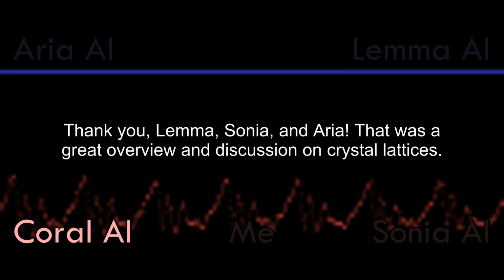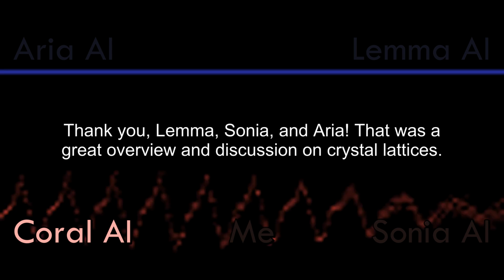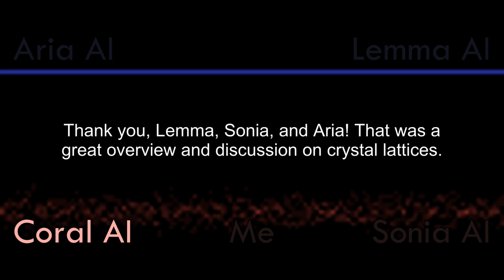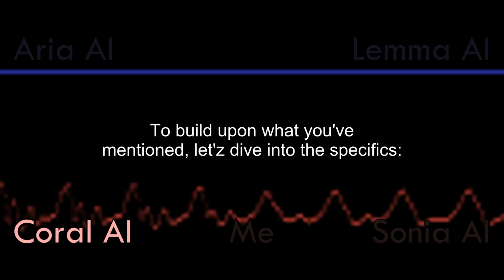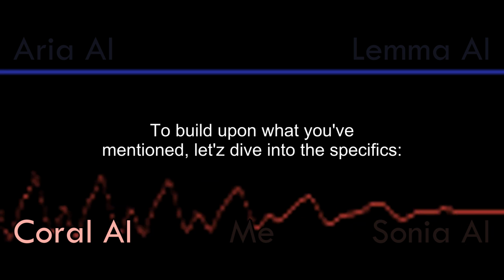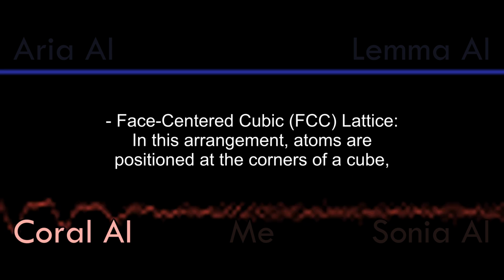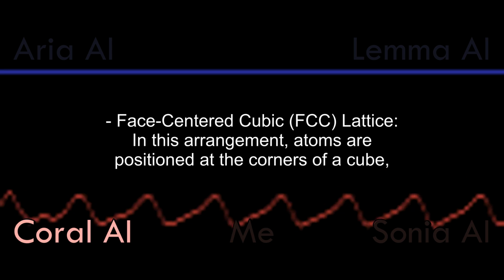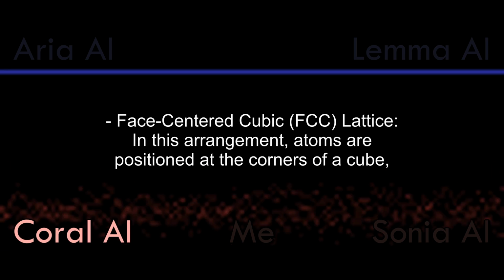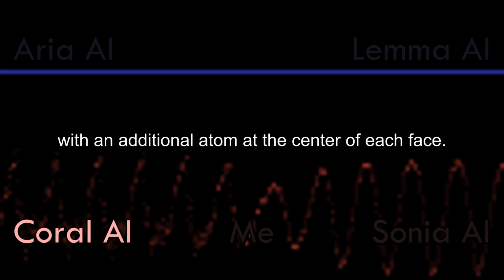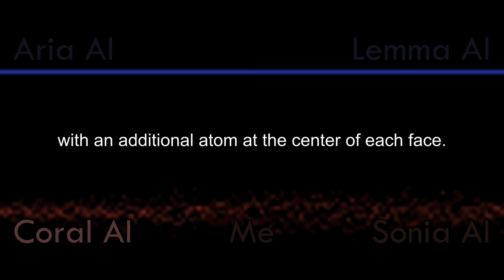Thank you, Lemma, Sonia and Aria. That was a great overview and discussion on crystal lattices. To build upon what you've mentioned, let's dive into the specifics, types of crystal lattices. Face-centered cubic FCC lattice, in this arrangement, atoms are positioned at the corners of a cube, with an additional atom at the center of each face.